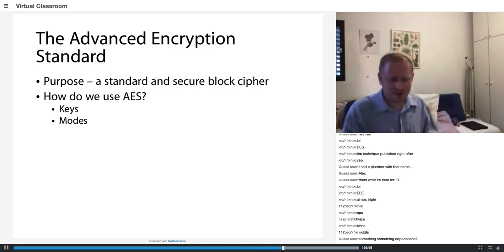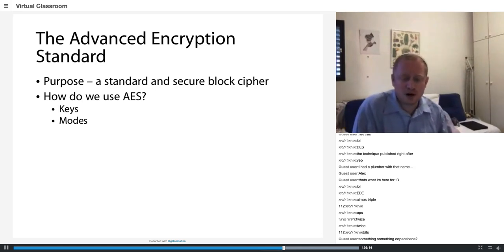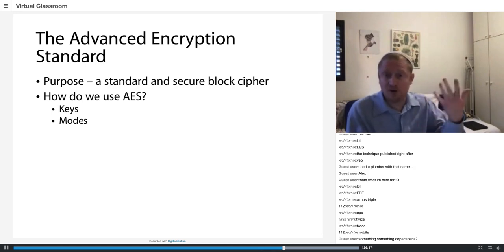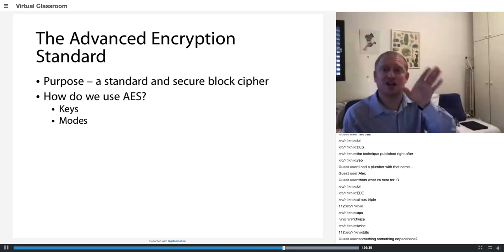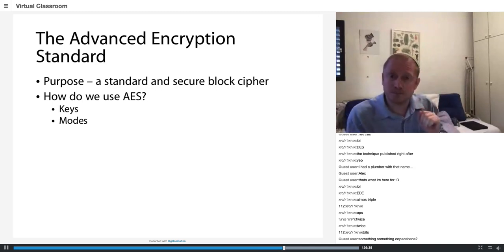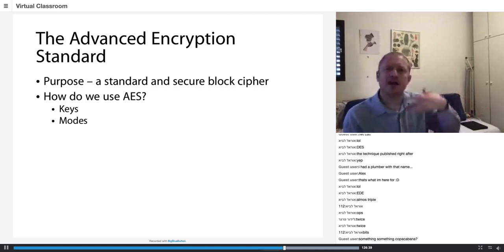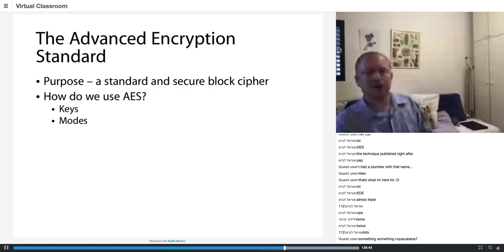So in the 90s, there was a belief that DES is kind of expired. We need to get something new. So NIST, the National Institute of Standards and Technology, said, we're going to have a competition to find the best replacement for DES. And it had to be secure, it had to be efficient, it had to be cheap, it had to be fast, and so on. And they had a very open competition. They had conferences, completely open.